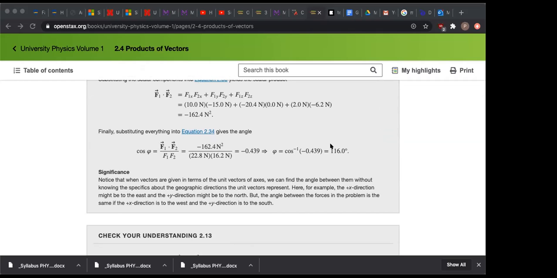Here they actually calculate the angle between these two vectors, which is a very useful formula. You can calculate the angle between two vectors in any dimensions, in 3 dimensions if you want, by taking the dot product of the two vectors, dividing it by the magnitudes of the two vectors multiplied together, and taking the inverse cosine of that number. So they do that here and find the angle. That's a very useful feature.